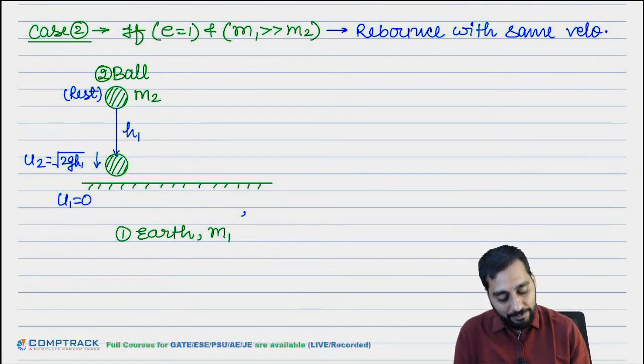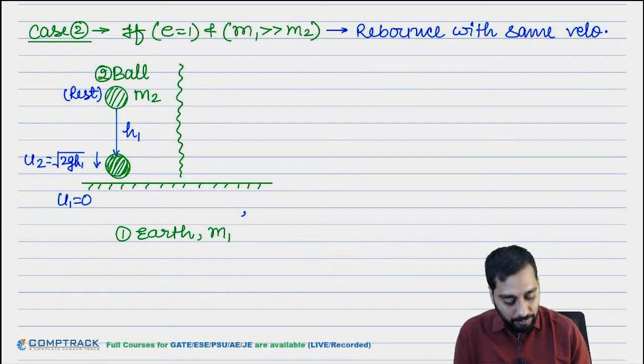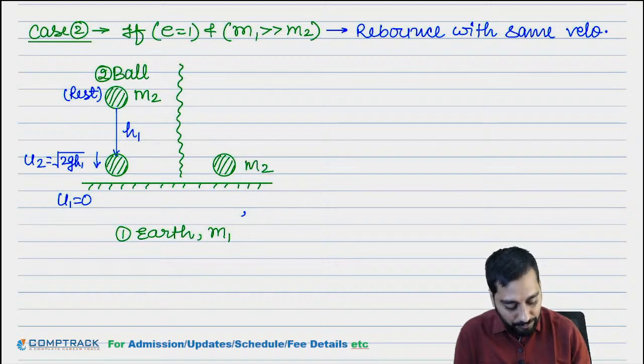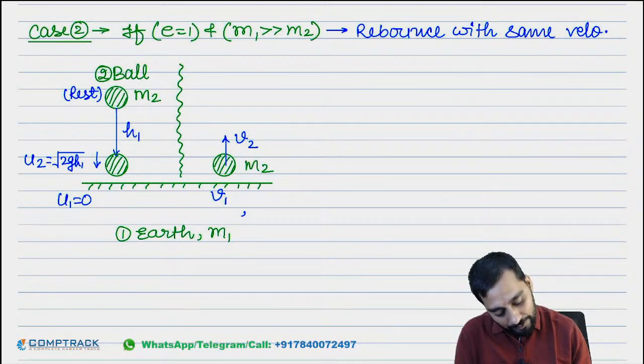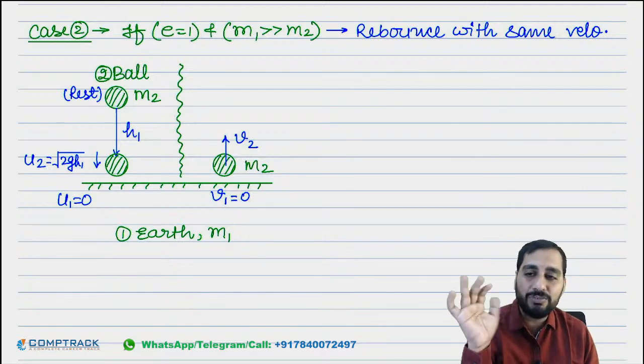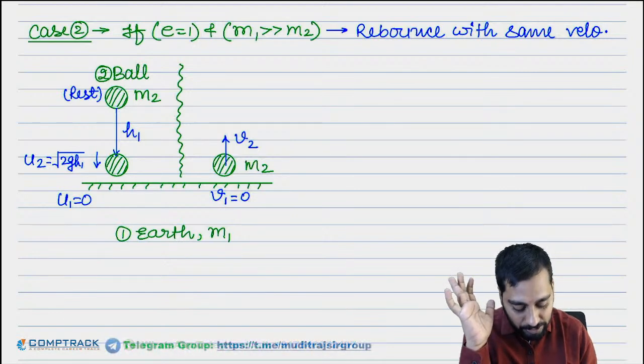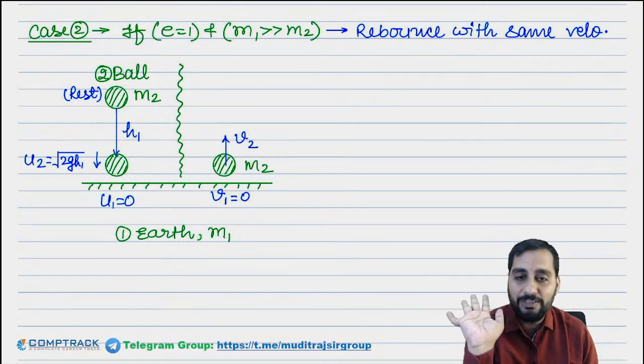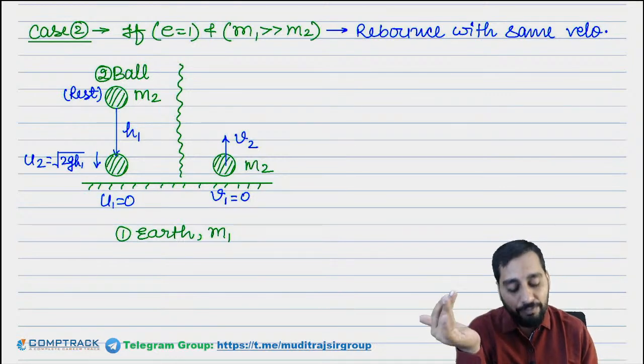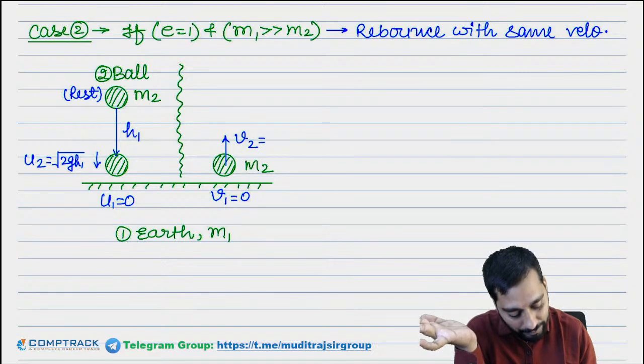What will happen after that? This ball, the second body, will now have, let's say, final velocity v2. And what will be the final velocity of the earth? v1, again equal to 0, because the earth is very large, so there will be no change in the velocity of the earth. So what will be v2? That is our aim. Here we have to find v2.